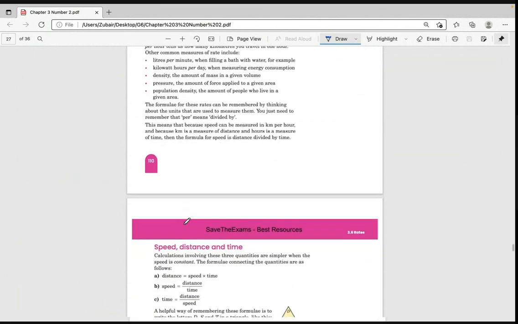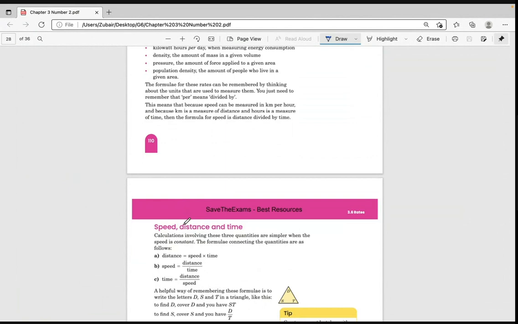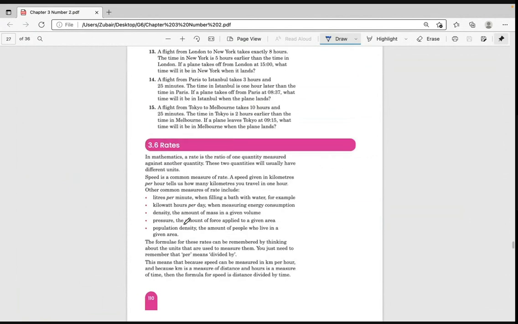The next is a rate. A rate normally is with respect to time or with respect to any quantity which is given. A ratio of one quantity measured against other quantity. If I say kilometer per hour, that's the rate. Kilometer measured per unit hour. If I say meters per second, that is meter measured per unit second.